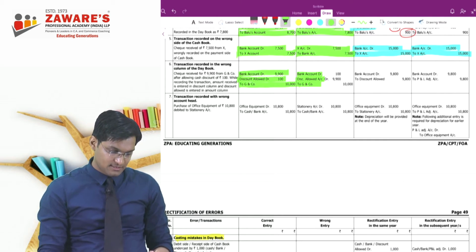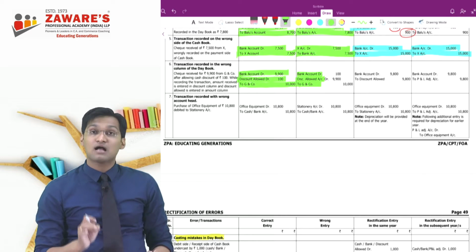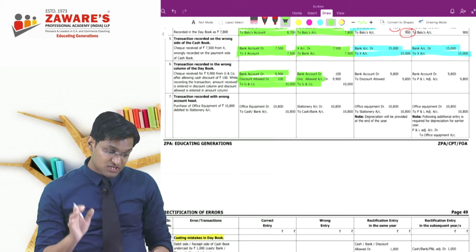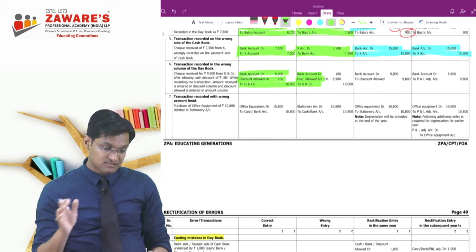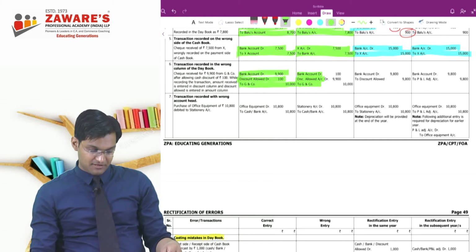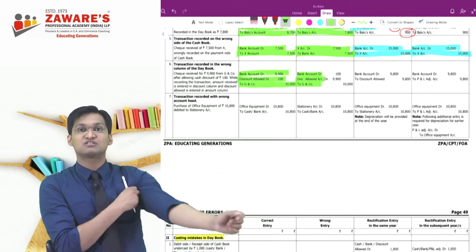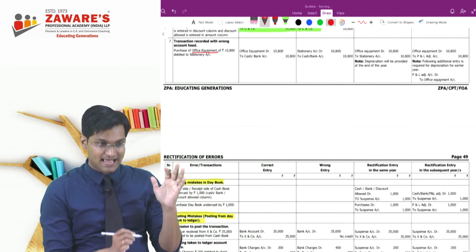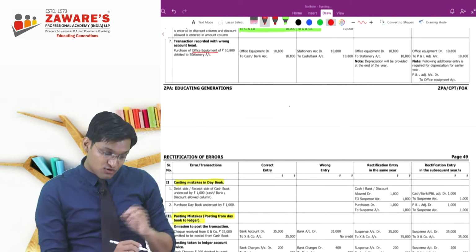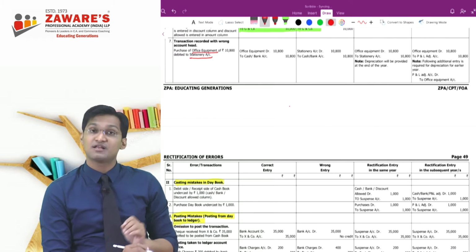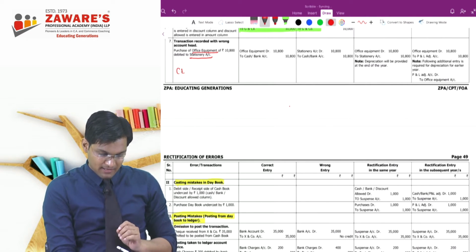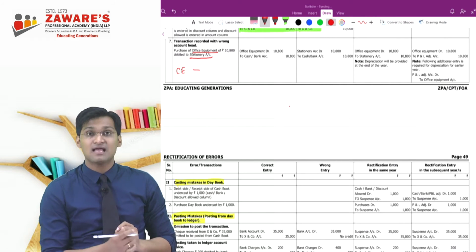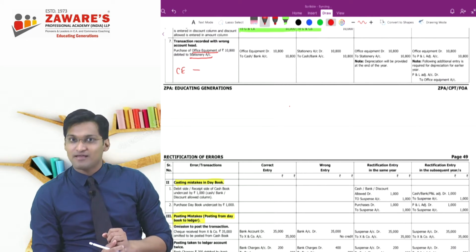Number 7, transaction recorded with wrong account head. Purchase of office equipment of rupees 10,800 debited to stationery account. Which type of error? Purchase of office equipment. Office equipment, can I say it is my asset? Yes. But it is wrongly debited to which account? Stationery account. Can I say capital expenditure is treated as revenue expenditure? Yes.